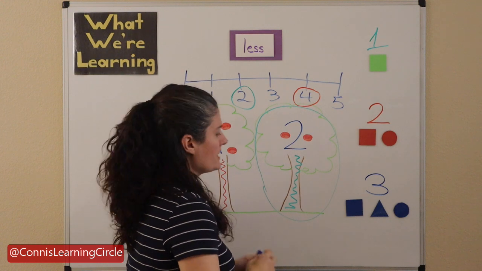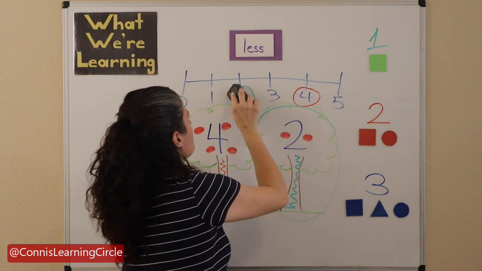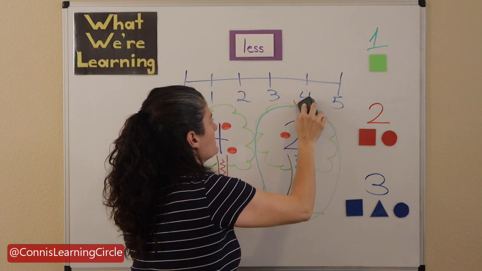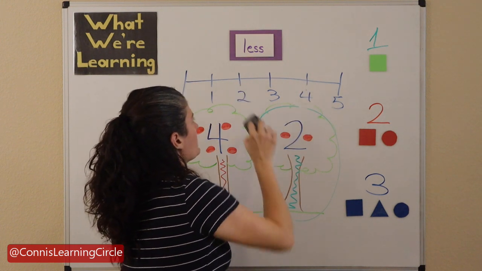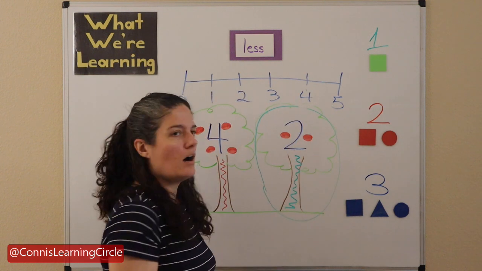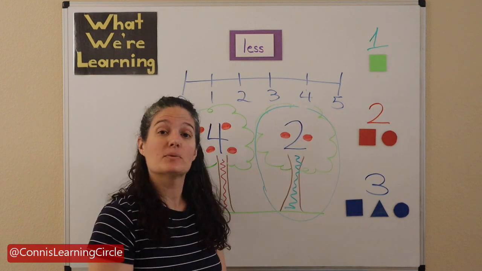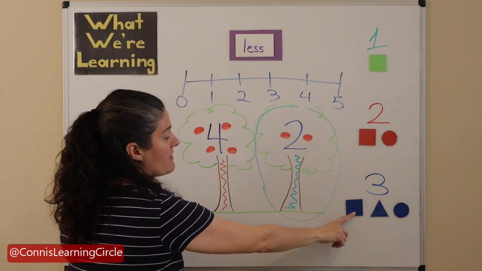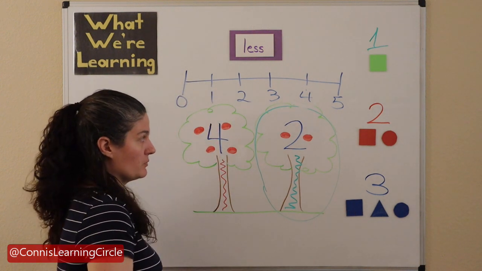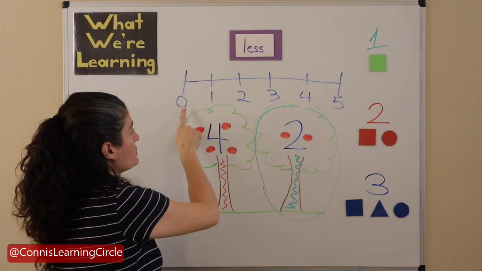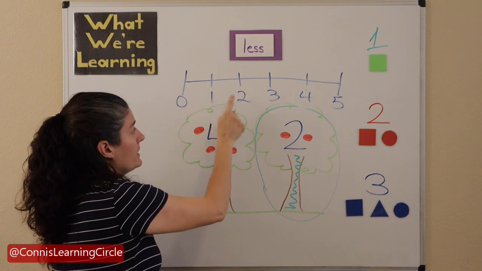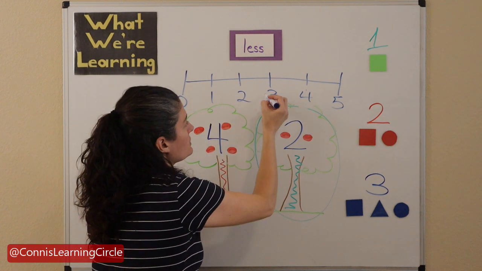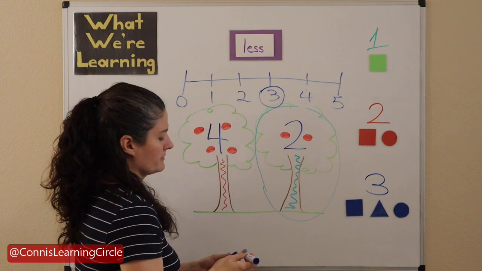And let's reuse our number line over here. Take our circles off. And let's see where all of these numbers fall on our number line so we can see which one has less. So we have 3 blue shapes. We'll use our blue marker. We'll start at our 0. 1, 2, 3. There's our number 3. We're going to circle it with our blue marker.